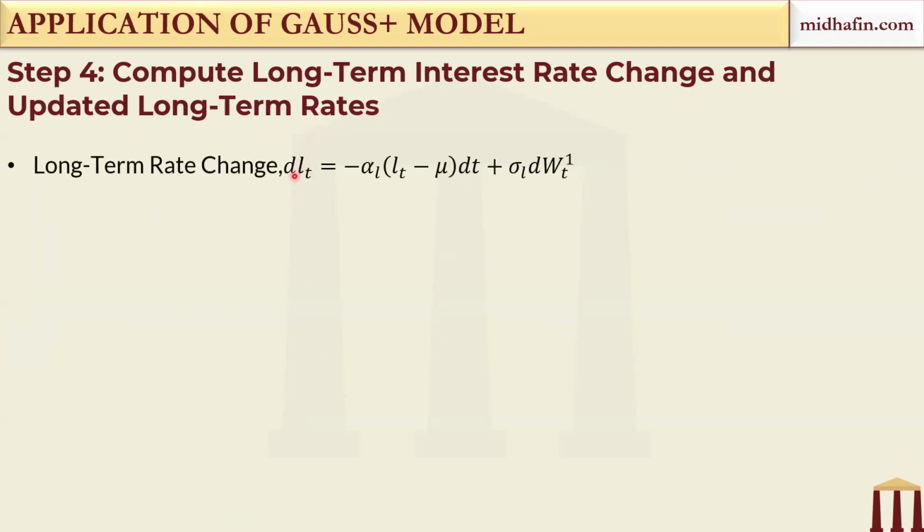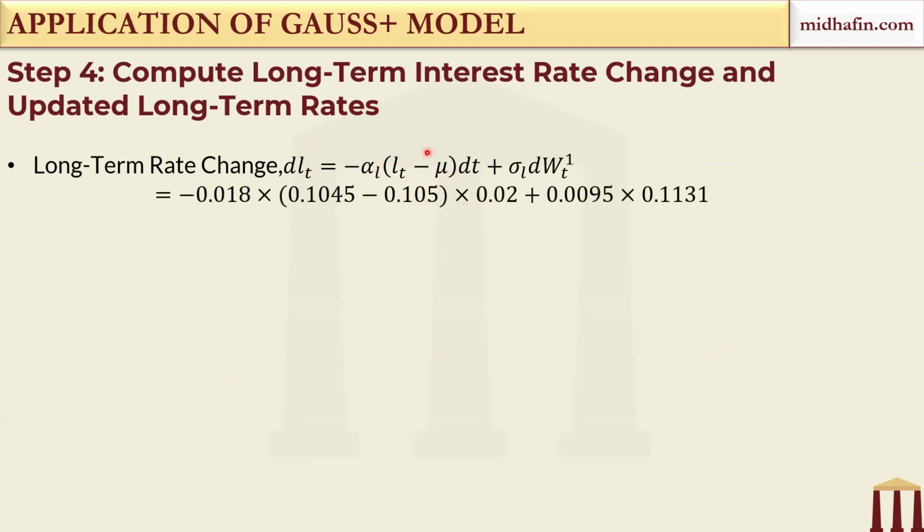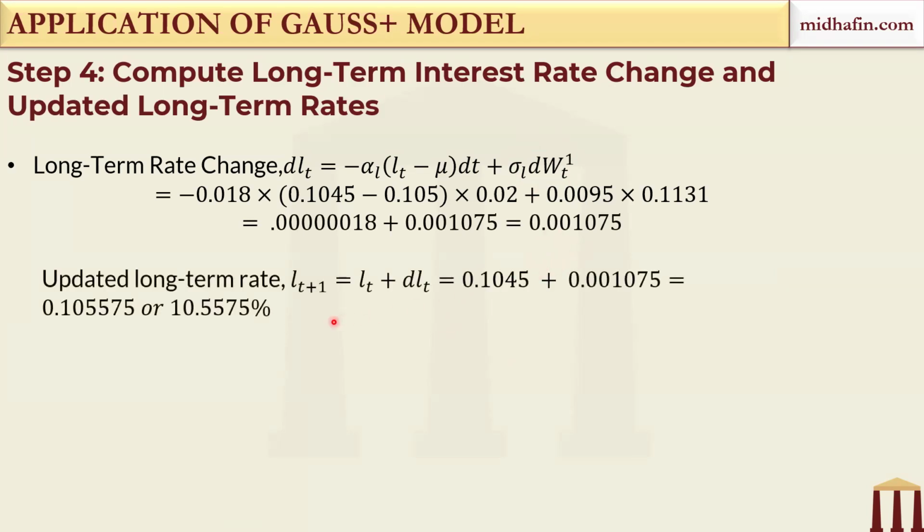So the long-term interest rate change, DLT, is given by this equation. The first part is the mean reverting part and then the stochastic part. The stochastic part is simpler as compared to the previous equation for the medium term. And we get finally 0.001075, which gives us the updated long-term rate as 10.5575%.